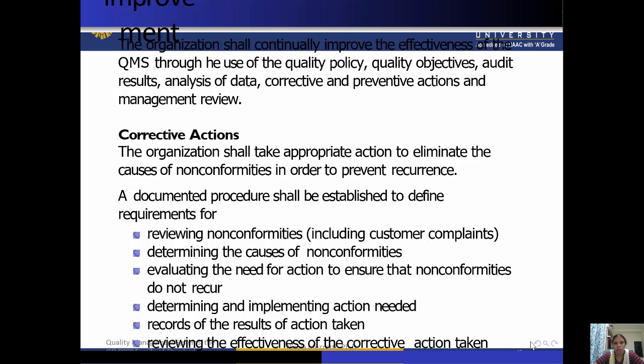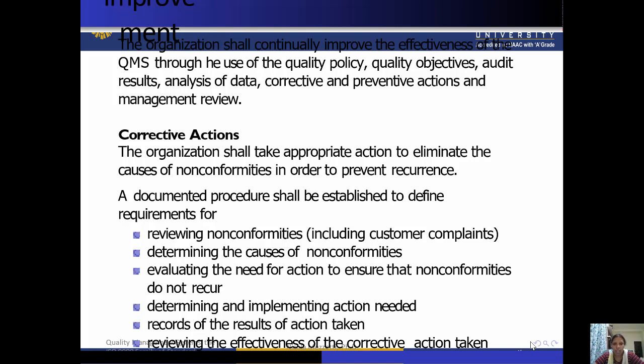Improvement. The organization shall continually improve the effectiveness of the QMS through the use of the quality policy, quality objectives, audit results, analysis of data, corrective and preventive actions, and management review.